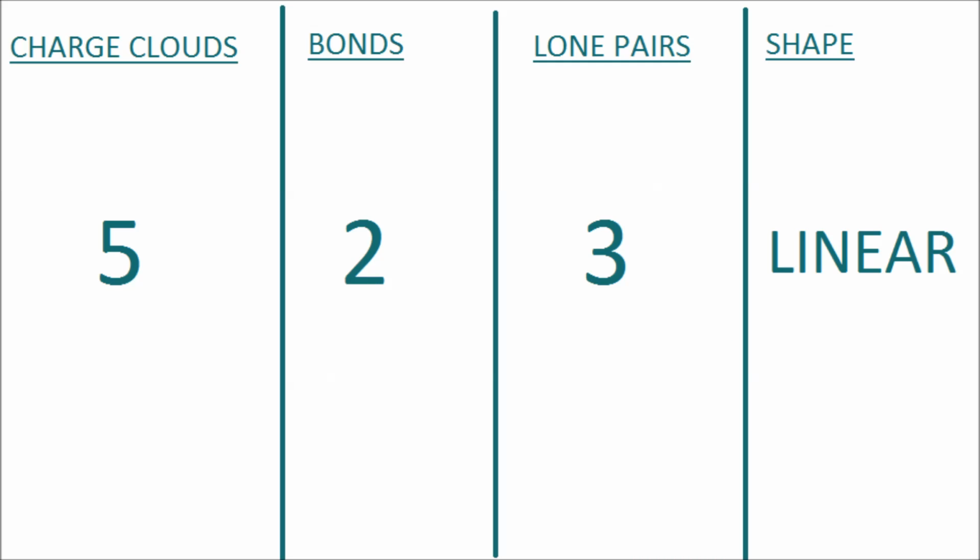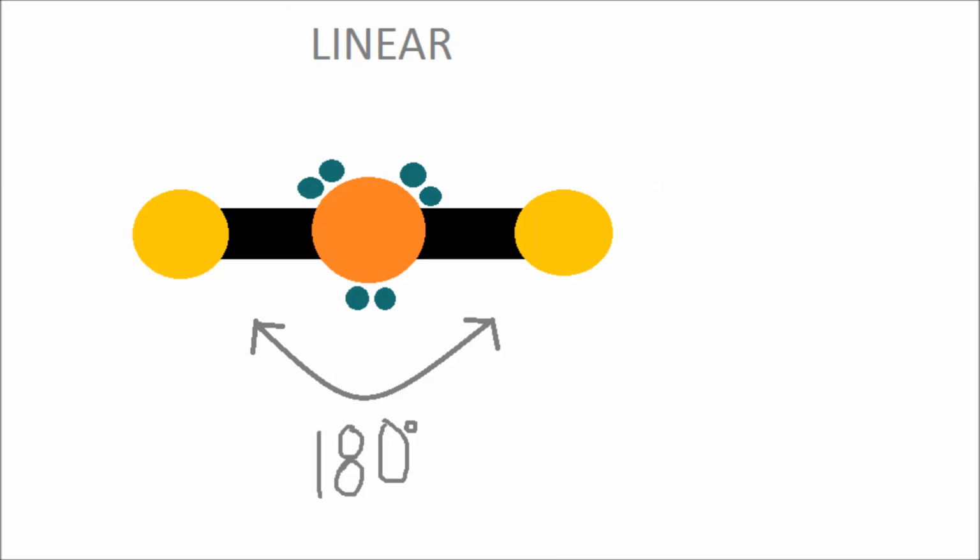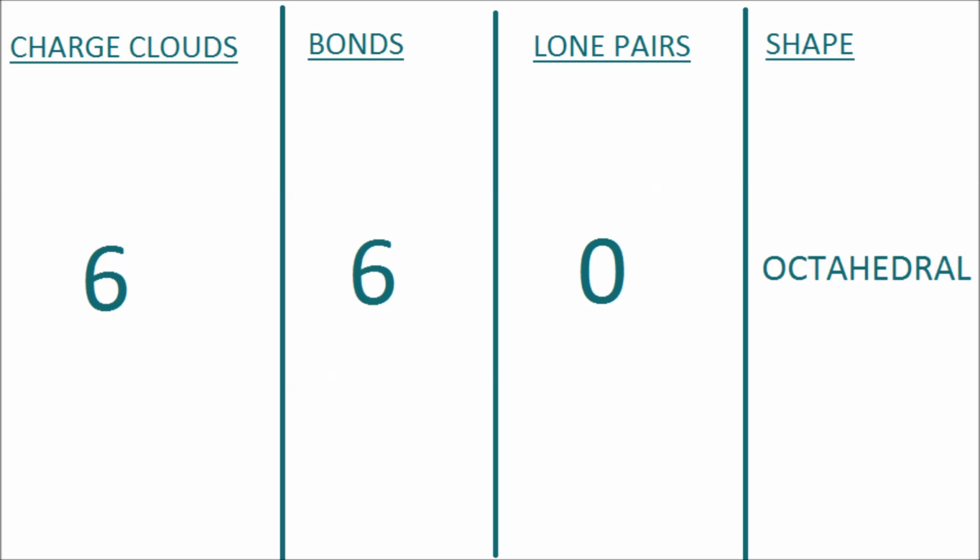With the 10th shape, we're back to a linear geometry. There are five charge clouds, only two bonds, and three pairs of lone electrons found around the central atom. This linear geometry still has a bond angle of 180 degrees.